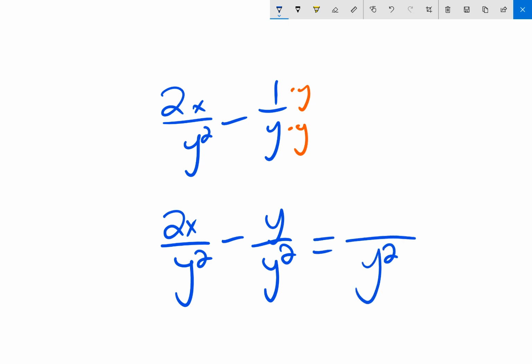Now keep your common denominator. Remember, you don't have to worry about changing that. But now you have just on top 2x minus y. And I don't think there's any more you can do to cancel or simplify that. So number 11.